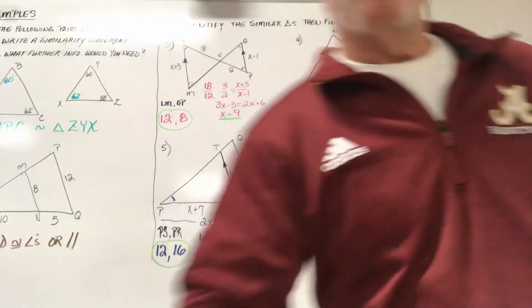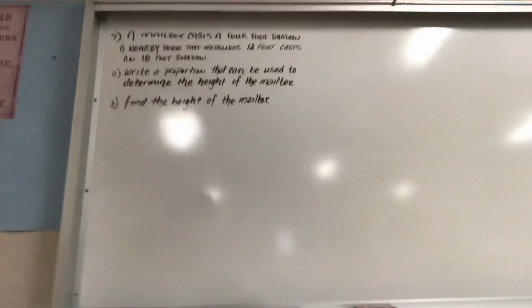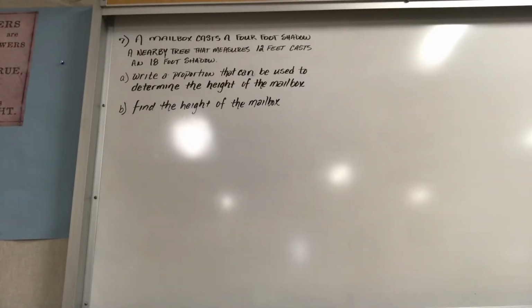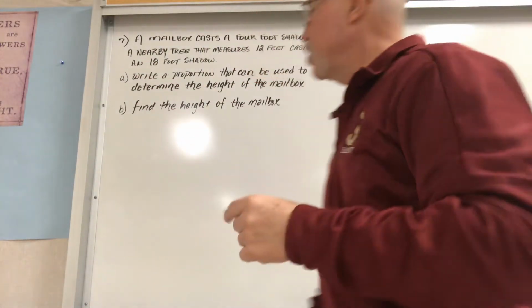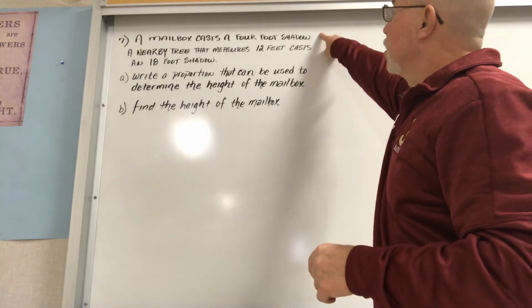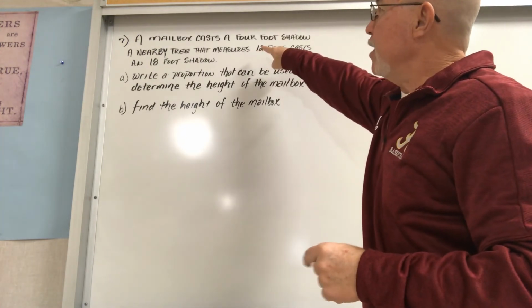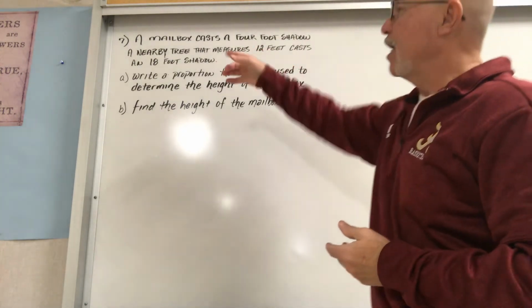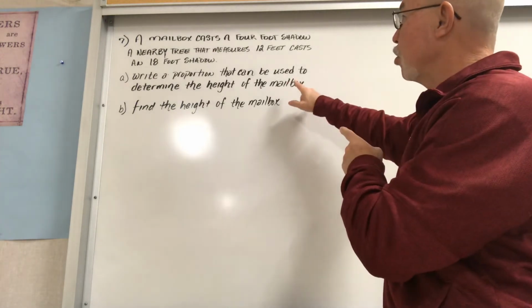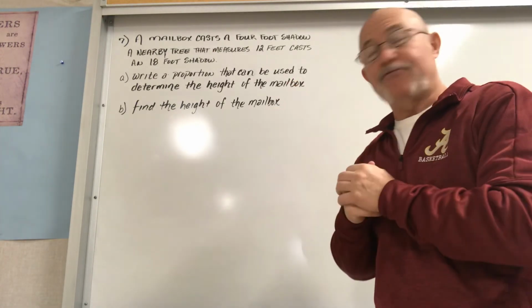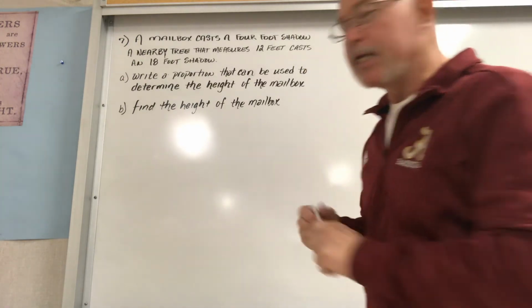Our last problem, over here, is a word problem. But it's kind of a cool one. A mailbox casts a shadow that's 4 foot long. A tree measures 12 feet tall, has an 18-foot shadow. We've got to write a proportion that we can use to solve for the height of the mailbox, and then we're going to actually find it. So step 1, we need a diagram.